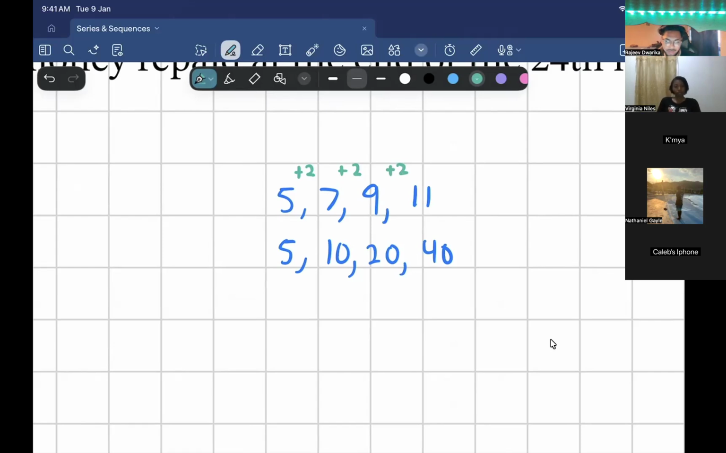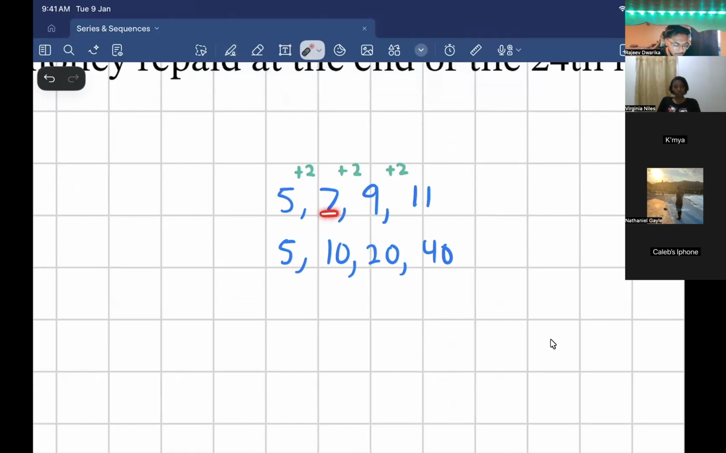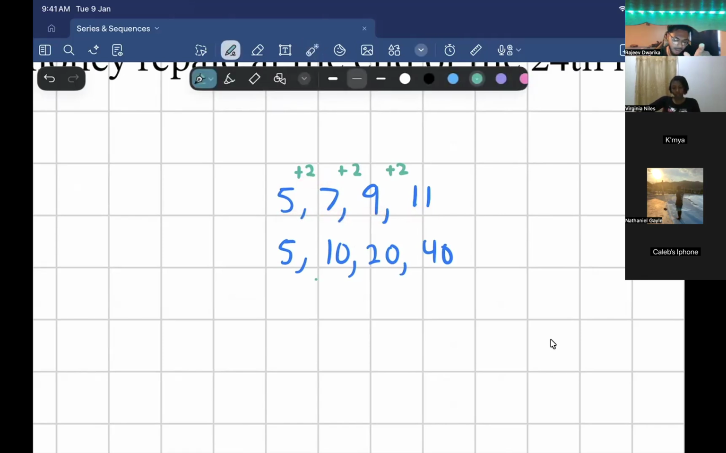A common difference, because watch. 7 minus 5 is two. 9 minus 7 is two. 11 minus 9 is two. Common difference, right? For the other one, are the terms linked together by adding a number or by multiplying by the same number throughout? Multiplying by the same number. What number are we multiplying by throughout? Two. So anytime you're repeatedly adding, it's arithmetic. Good, and if you're constantly multiplying, it's geometric.